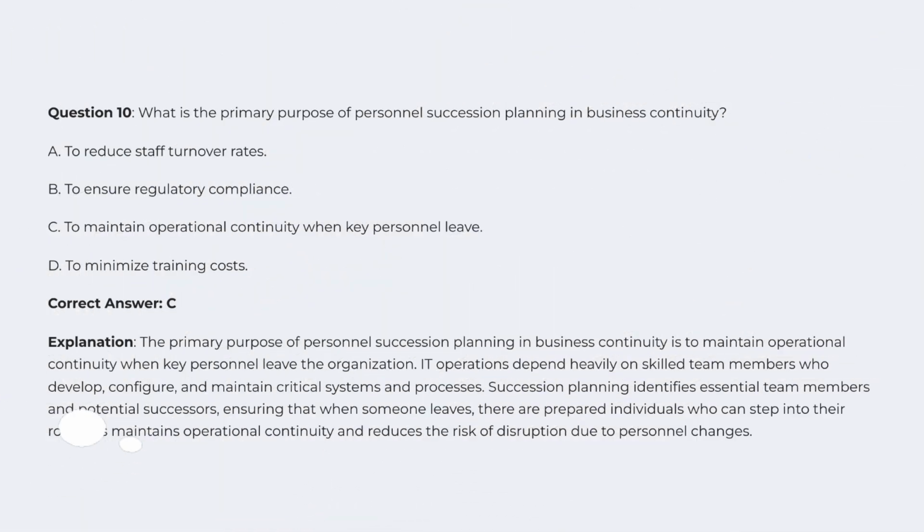Correct answer, C. Explanation. The primary purpose of personnel succession planning in business continuity is to maintain operational continuity when key personnel leave the organization. IT operations depend heavily on skilled team members who develop, configure, and maintain critical systems and processes. Succession planning identifies essential team members and potential successors, ensuring that when someone leaves, there are prepared individuals who can step into their role. This maintains operational continuity and reduces the risk of disruption due to personnel changes.